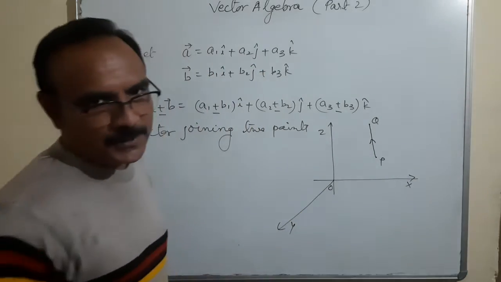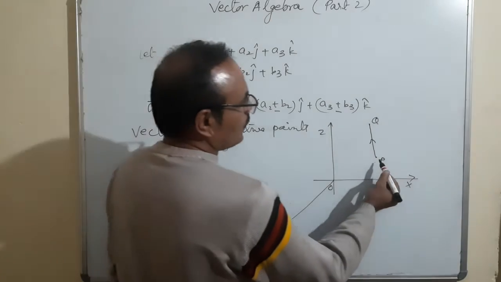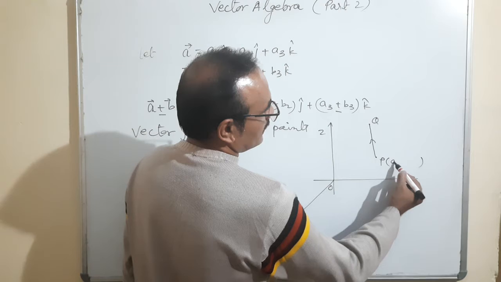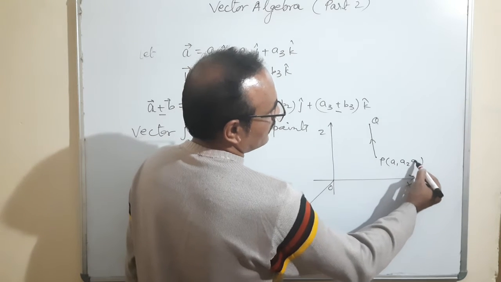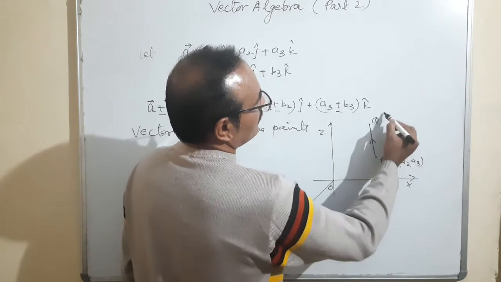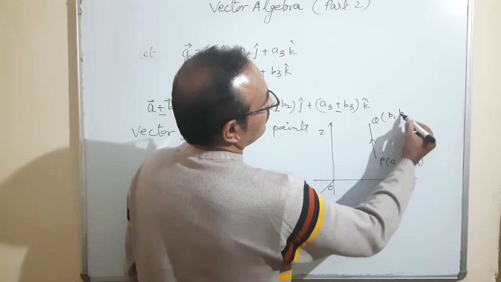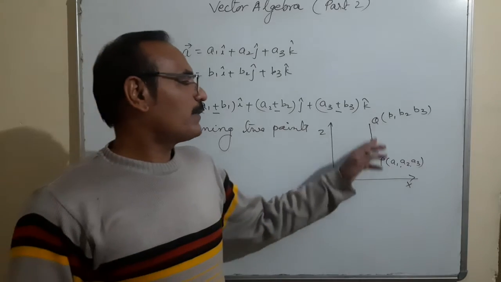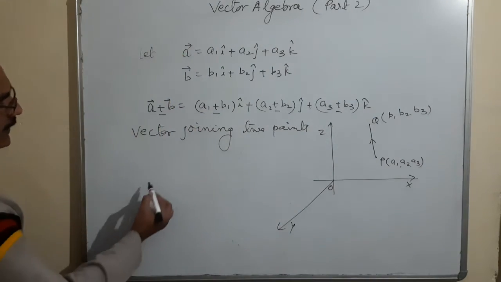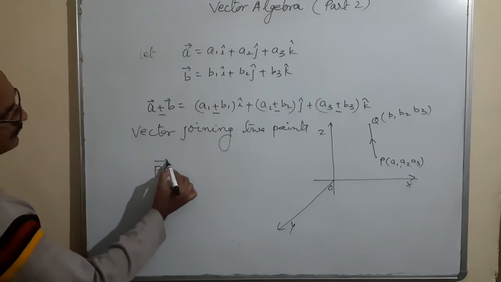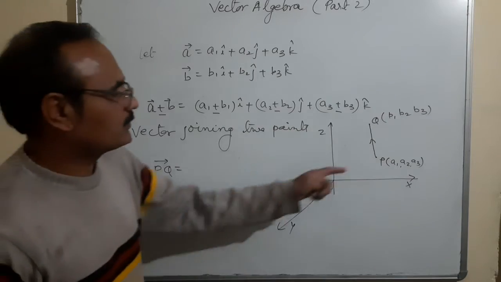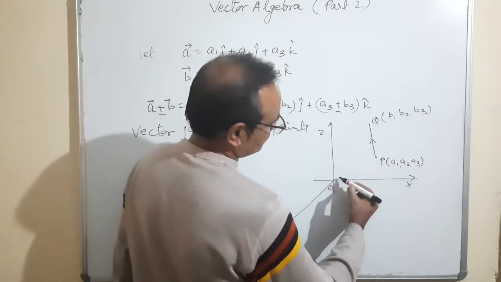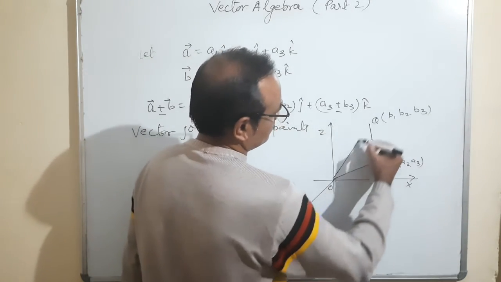Okay, so vector PQ. Let the coordinates of point P be A1, A2 and A3, and Q be B1, B2 and B3. We are going to find the vector joining, that means we are finding the vector PQ. So we have to join it from the origin first, like this.